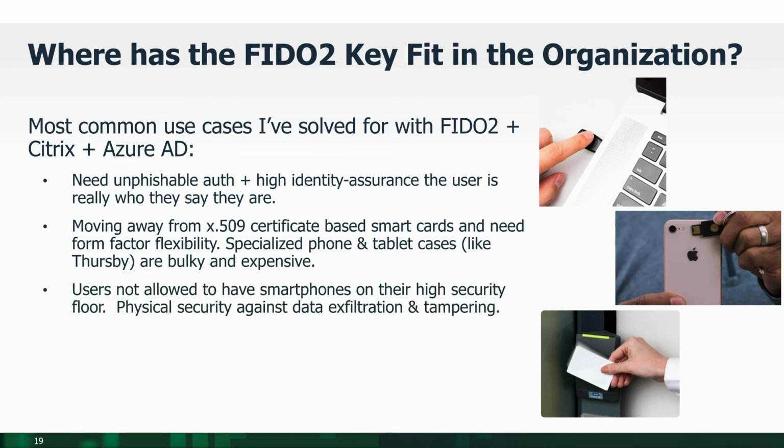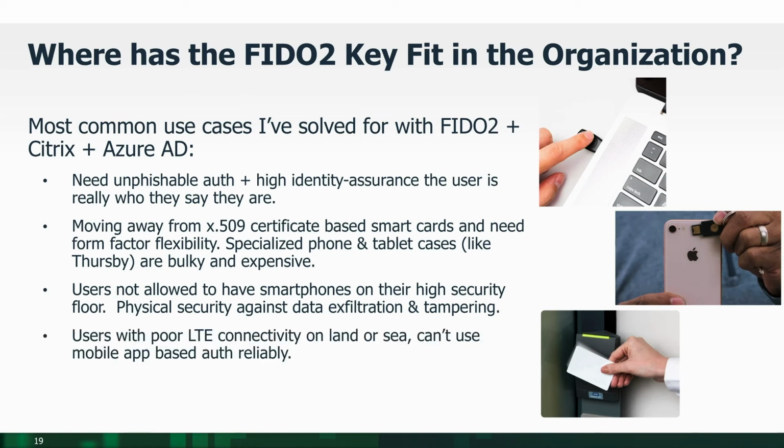Another one that's come up before is users not allowed to have smartphones because they're on a high security floor. Sometimes if you have a mobile device on that particular floor, that can be a potential vector for data exfil or potentially tampering, with or without the user's knowledge. There are certain things you can do with an electronic device when they're on the floor. Just preventing these electronic devices from being on the floor is one layer of security. And with a FIDO2 key, you don't have to worry about that because, again, there's no CPU or anything on there. It's just a trust mechanism to authenticate with. So that is a way to get to modern auth in these high security environments.